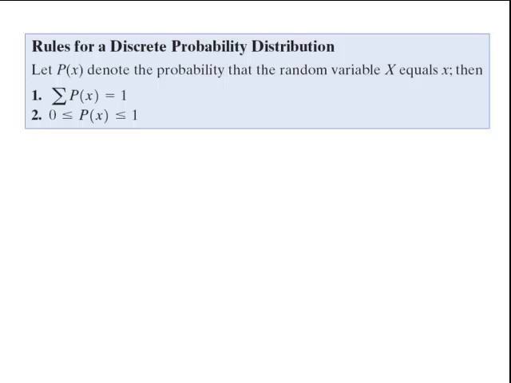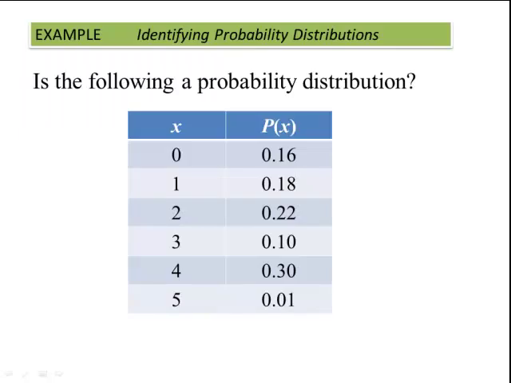There are two rules for a discrete probability distribution. The sum of all the probabilities has to equal 1, and each probability of the random variable has to be between 0 and 1. Is this a probability distribution? Our first step is to make sure each of these is between 0 and 1, and they are. And number 2 is the sum of all these has to equal 1, and they don't.